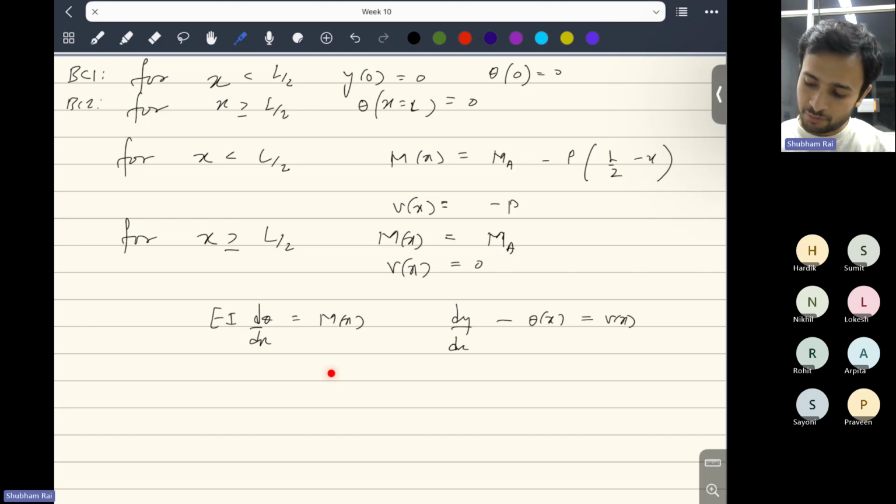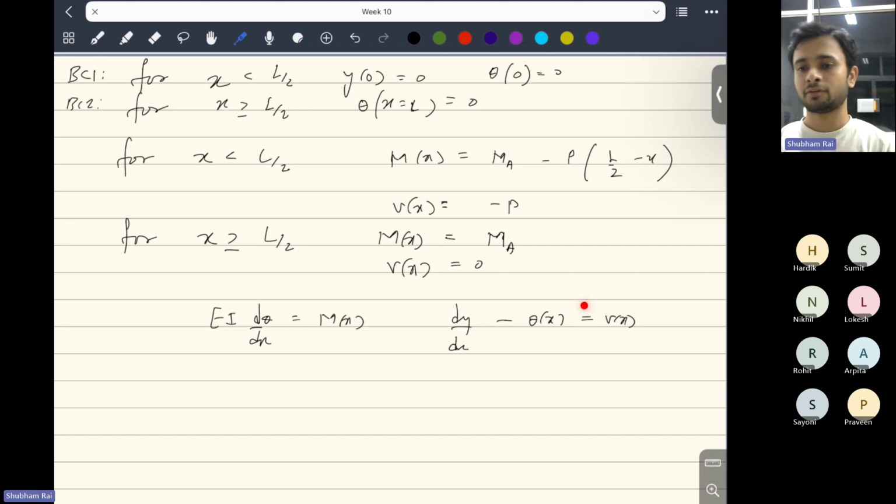Okay, and then put the value of theta here. Once you put the value of theta here, you already know the value of V of x in that cross section, or in that part, let's say x less than L by 2 or x greater than L by 2. Now you have theta from this equation, so you solve for dy by dx. Firstly, you have to solve this equation, then you have to solve this equation. From this equation, you'll get the expression of theta. From this equation, you'll get the expression for y.